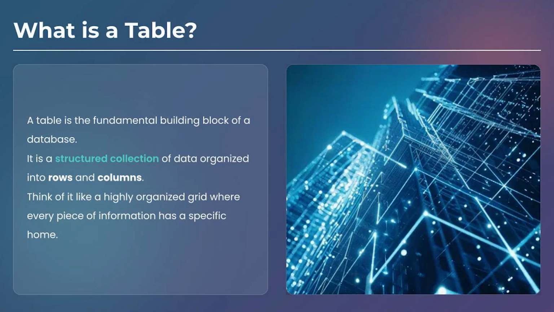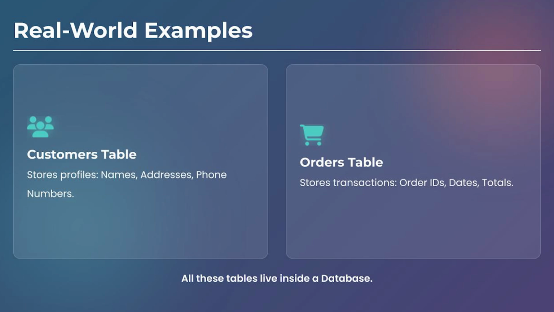So first up, we have tables overview. At its core, a table is a structured collection of data organized into rows and columns, like a digital spreadsheet, but far more powerful. Each table represents a single entity or concept. So for example, employees, orders, customers, or even products.